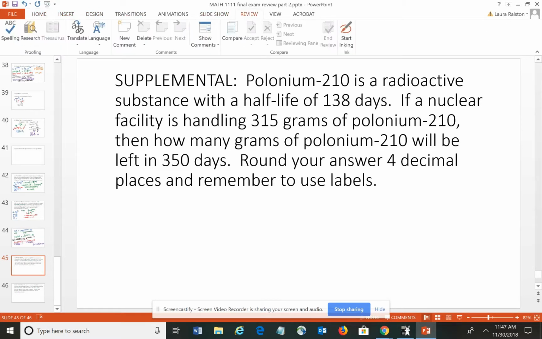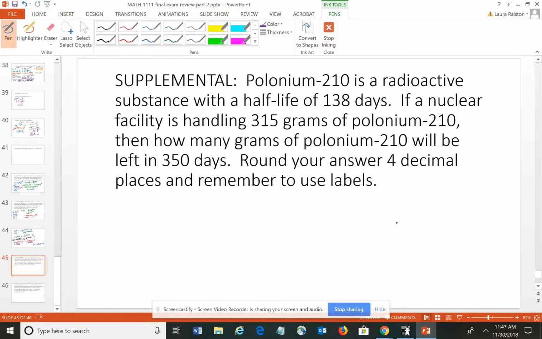So it says polonium-210 is a radioactive substance with a half-life of 138. So I'm going to underline that as I go. Half-life of 138 days. A nuclear facility is handling 315 grams of polonium-210. Then how many grams of polonium-210 will be left in 350 days? Round your answer to 4 decimal places and remember to use labels.